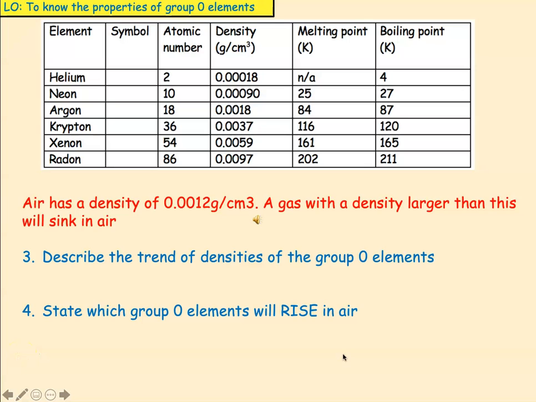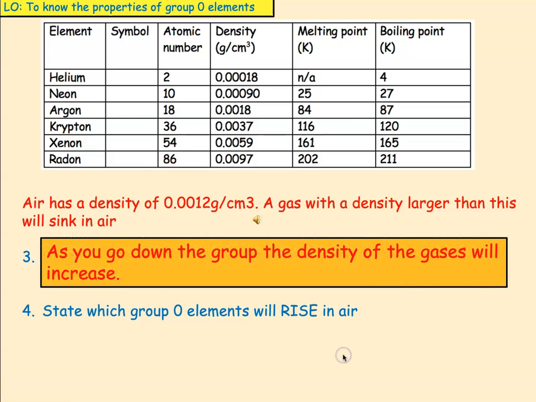Okay, describe the trend of densities of the group 0 elements. So as you go down the group, the density of the gases will increase. And that's true of most of the elements as you go down any group.